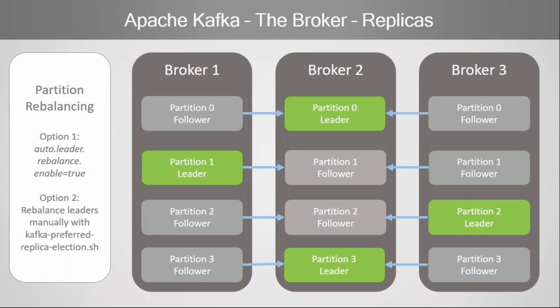So we have a couple of options here. We can use auto.leader.rebalance.enable equals true, and that will automatically rebalance our leaders according to the preferred leader. You can set preferred leaders, either Kafka will do it for you or you can do it manually, and then Kafka will automatically rebalance leadership as brokers come and go to try and keep it nicely distributed. There's also a tool, the kafka-preferred-replica-election shell script, which can do it manually for you.